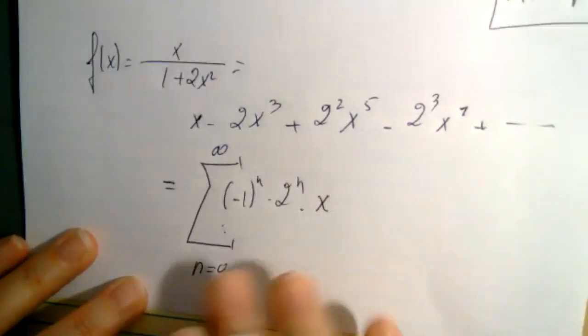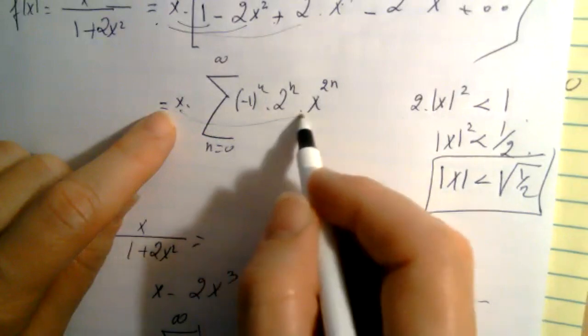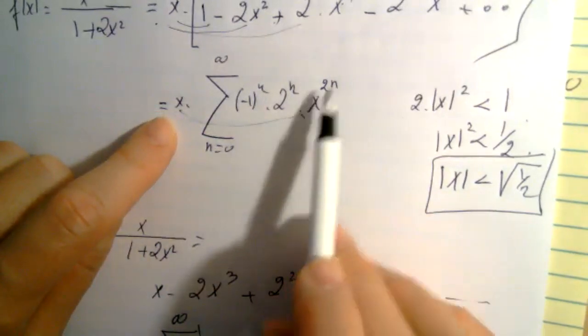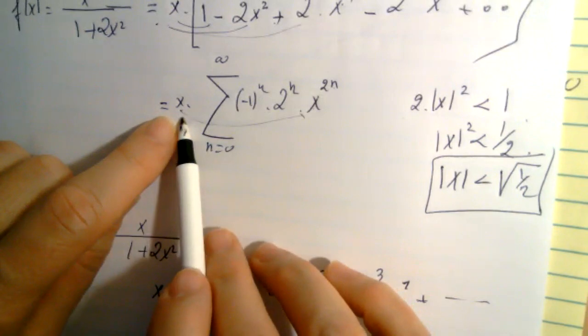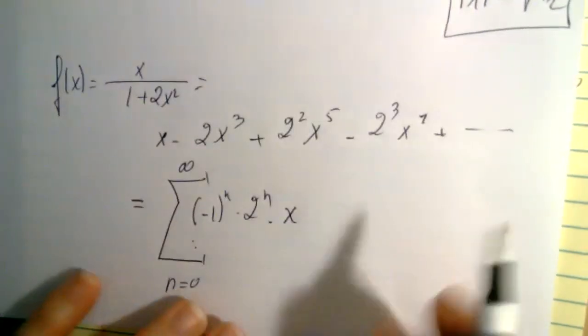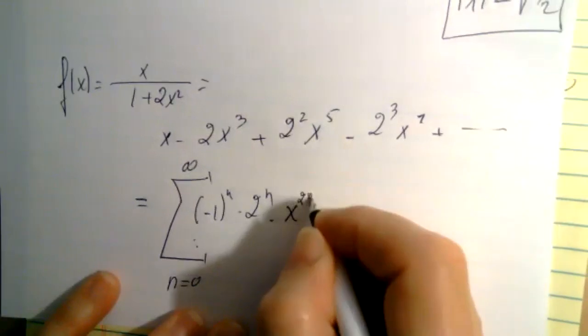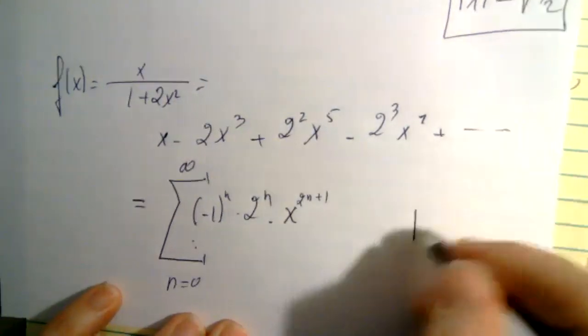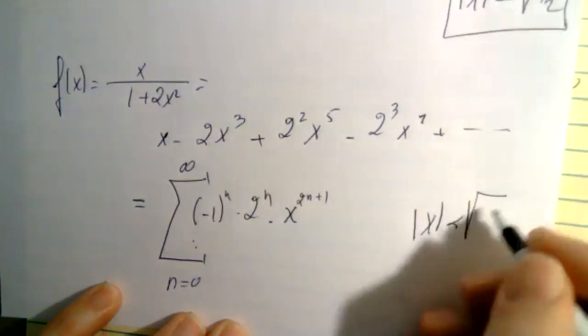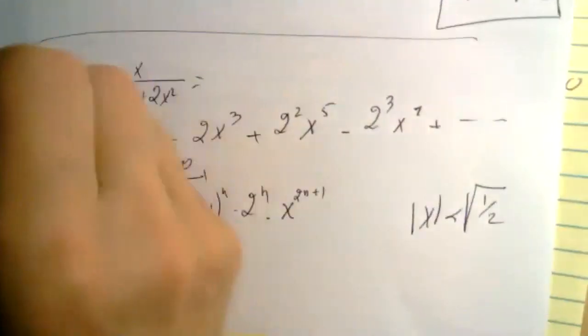now x to which power do I have it. When I'm going to distribute this x, it means every x to the 2n, each one of them is going to be multiplied by x. So this is going to give me x to the power 2n plus 1. When is this valid? When the absolute value of x is less than a half.